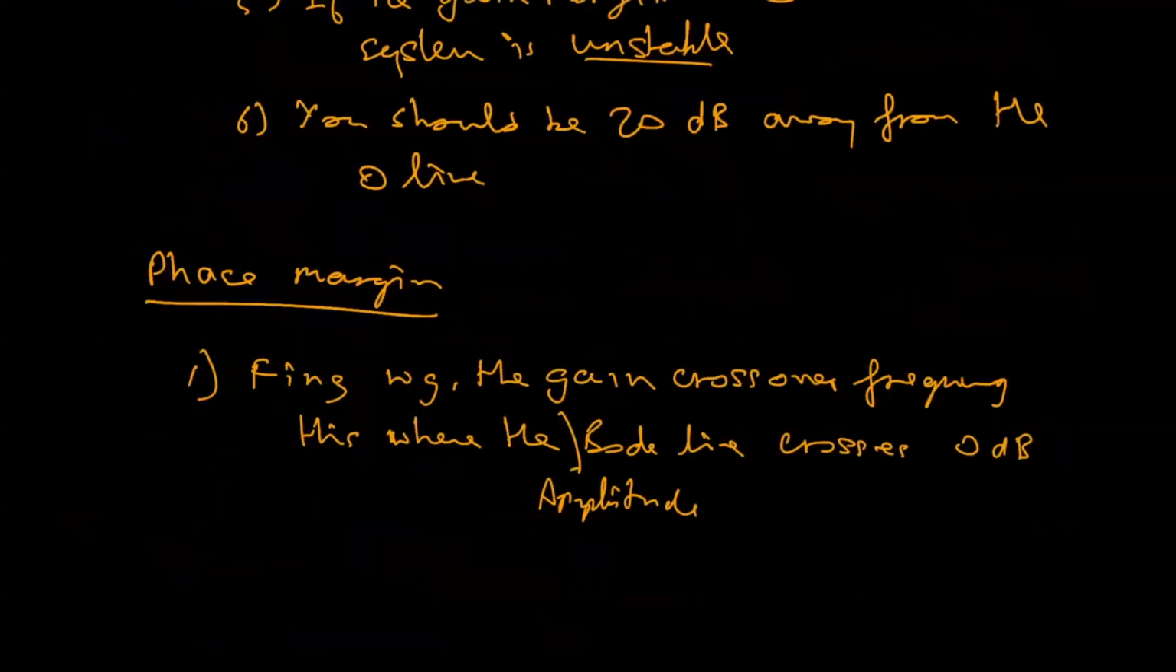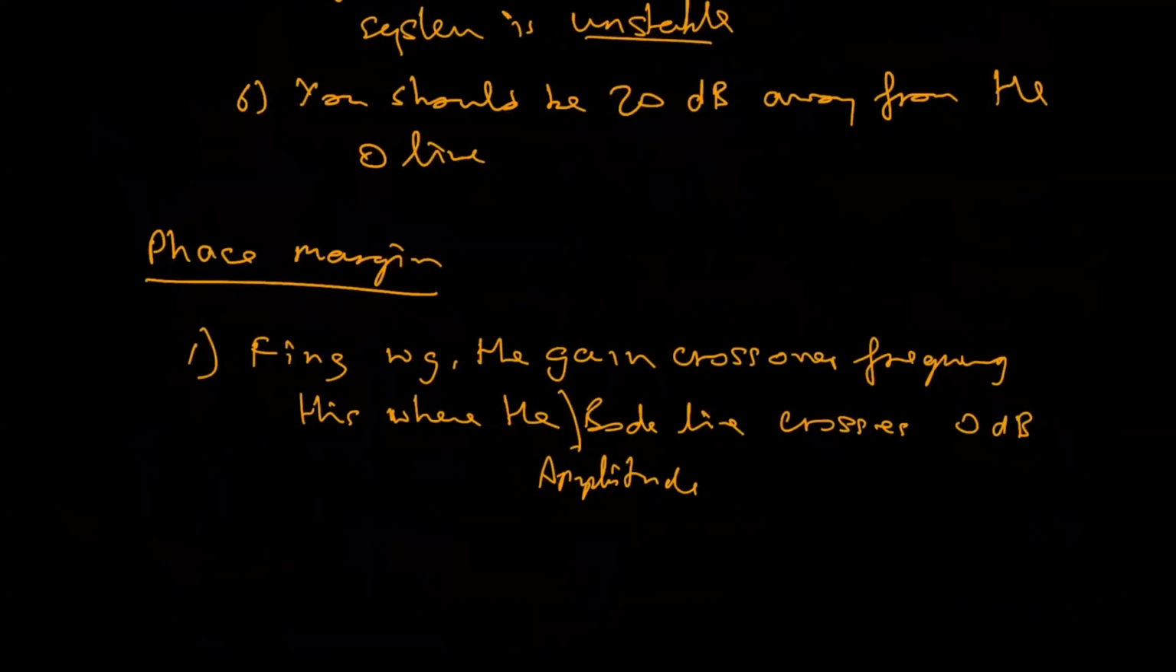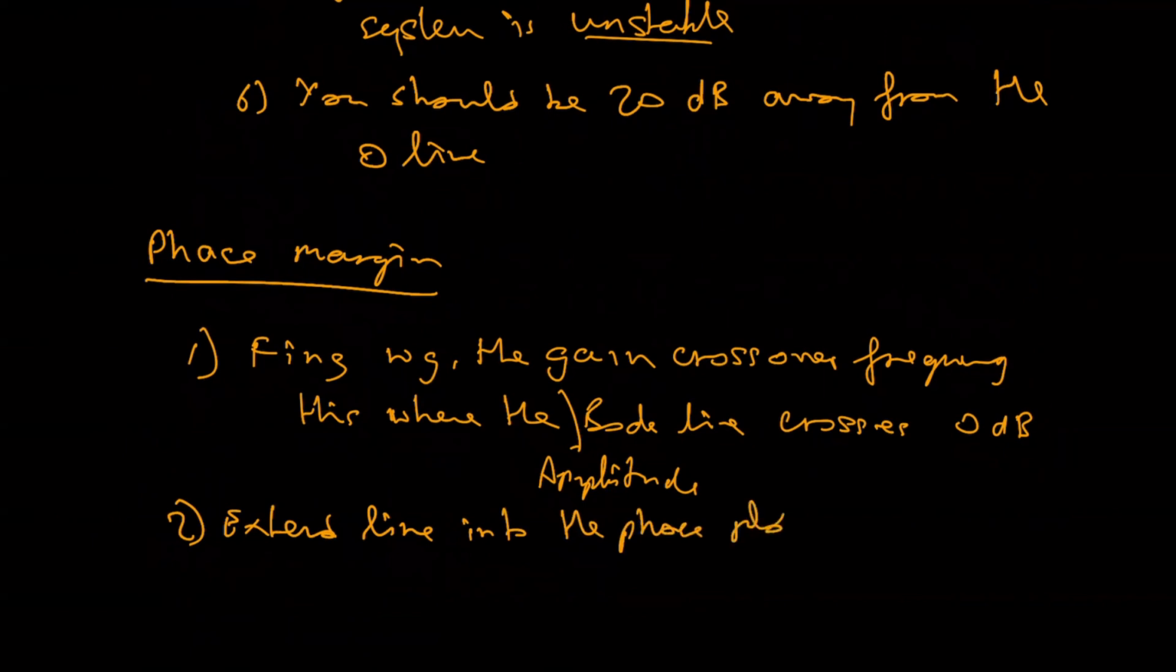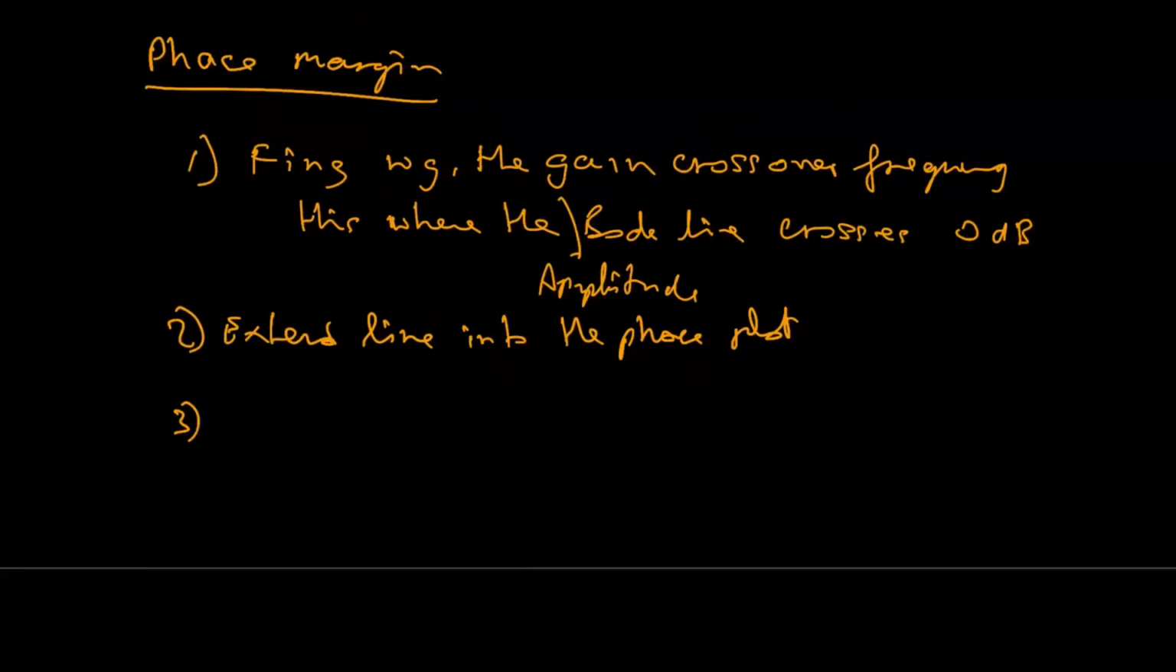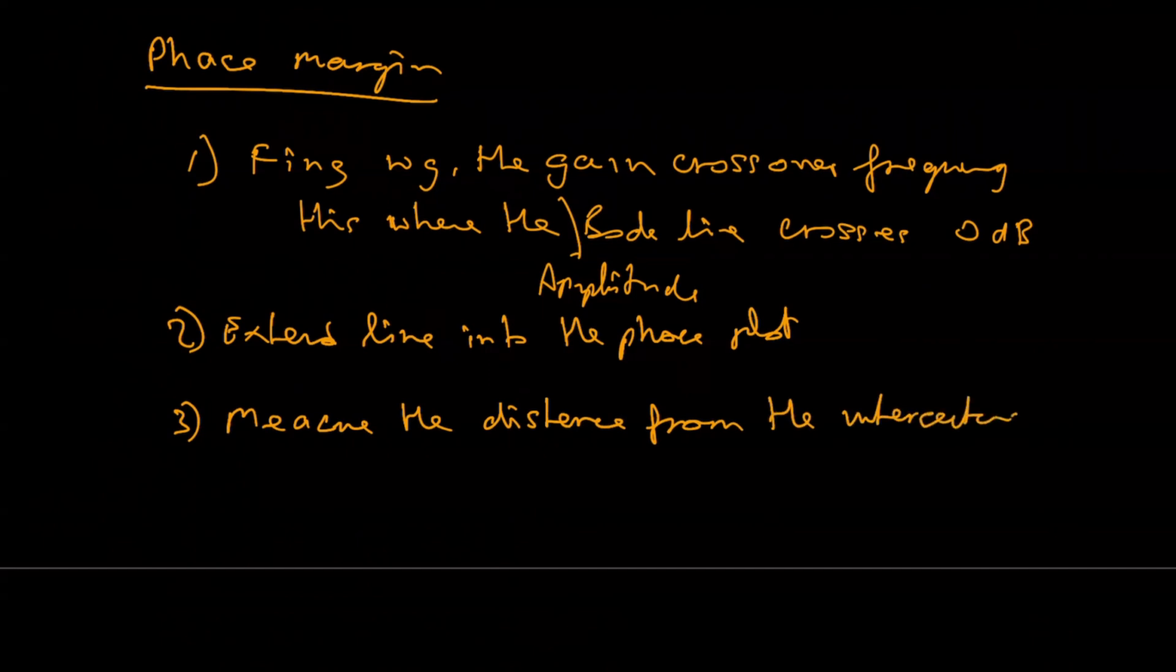So let's write that down. Number two, extend line into the phase plot. Number three, now this is where you actually measure it. Measure the distance from the intersection point and the minus 180 degree line.